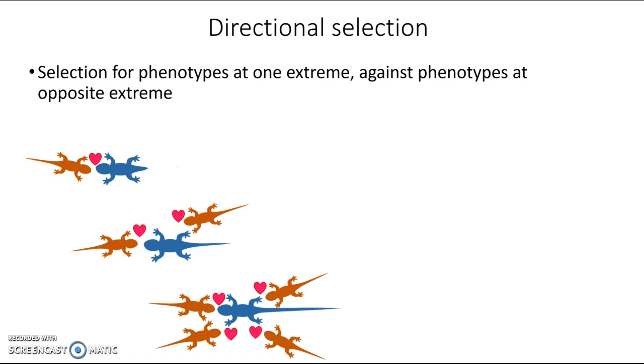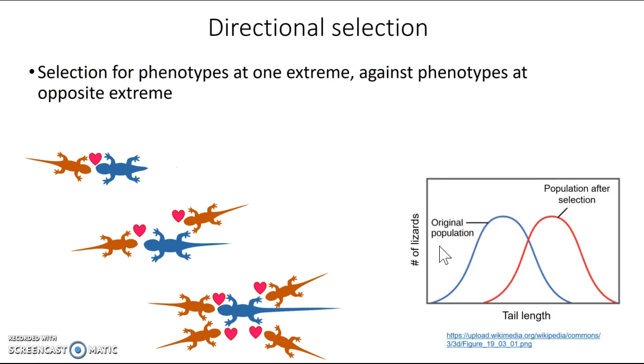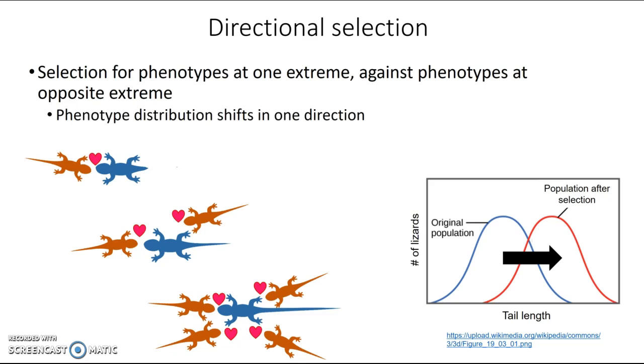So if we were to track this population for several generations, we might see a shift in the typical tail length. So if the blue is our original bell-shaped distribution, and we're looking at tail length on our x-axis and how many individuals have each tail length, we might see a shift in this direction after the selective process. So our phenotype distribution would shift in one direction.